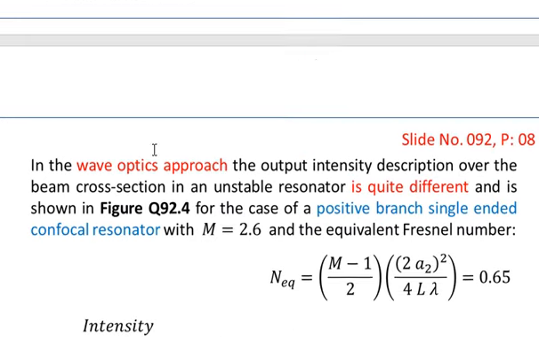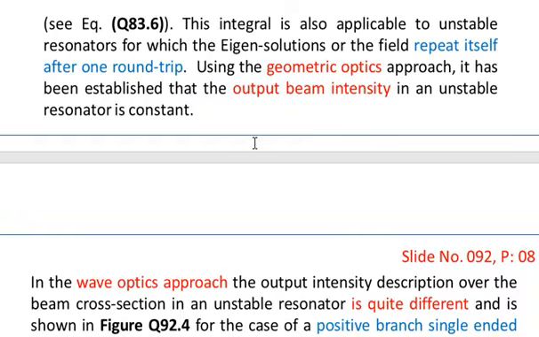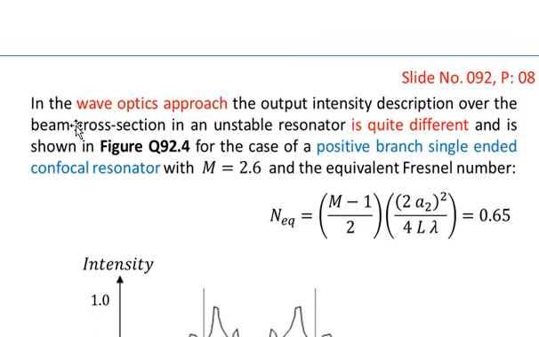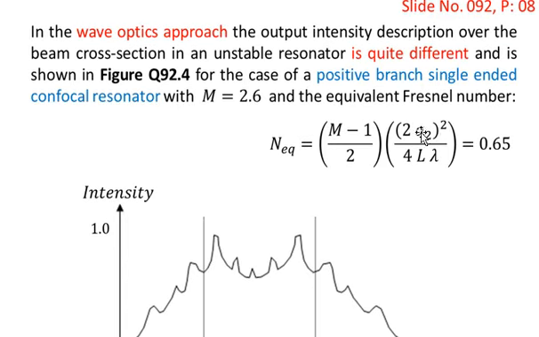So you see that according to geometric optics, the output beam intensity is constant in an unstable resonator. So what about the wave optics approach? What about the intensity of the beam coming out from the resonator when we are dealing with wave optics? So what will be the scenario in that case? In the wave optics approach, the output intensity description over the beam cross section in an unstable resonator is quite different and is shown in figure 4.